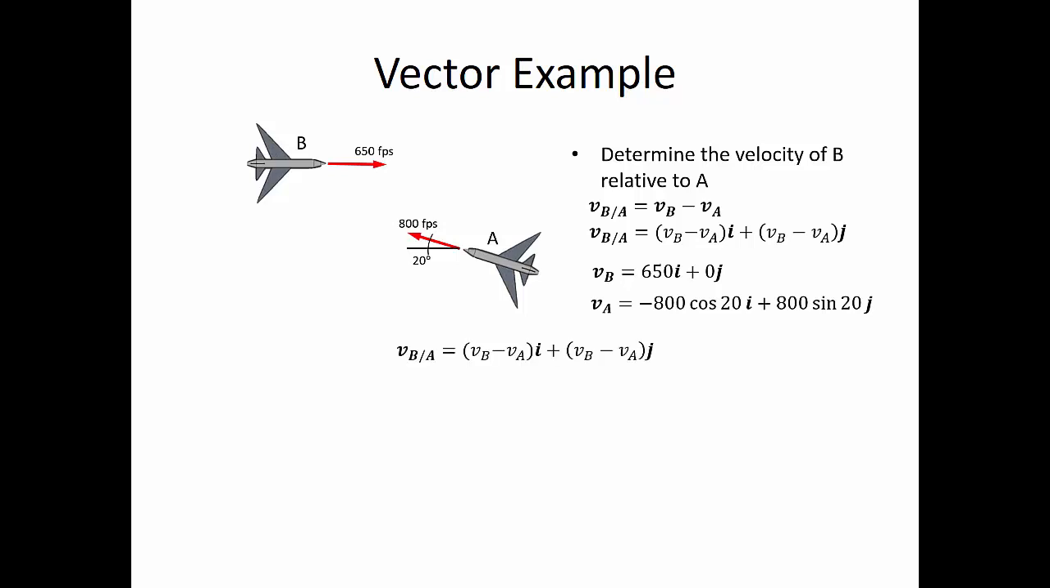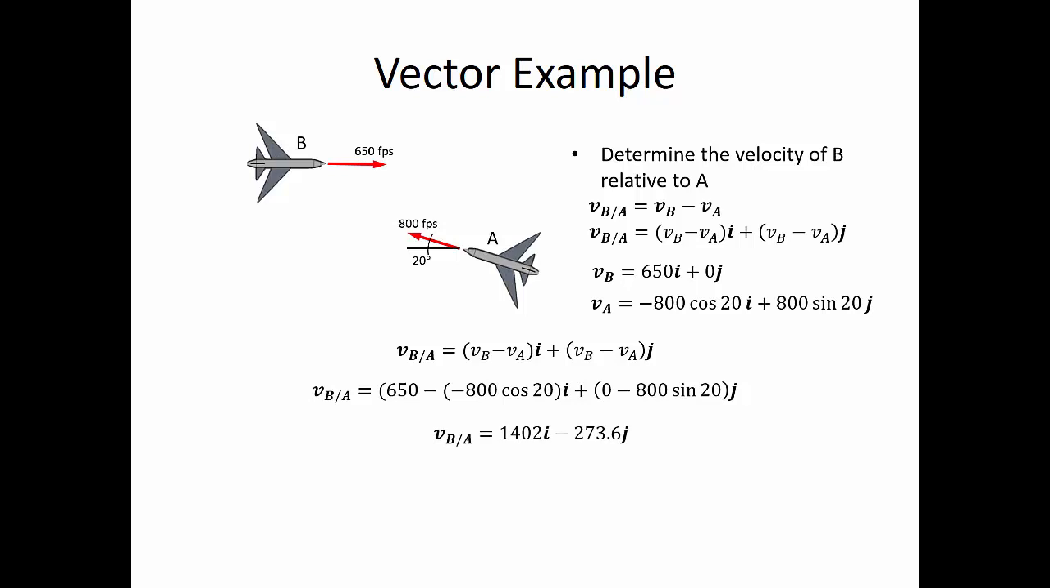Now we go back to our original equation, and we've got to put the right components on the right part of the equation. So we'll put in 650 for velocity of B in the i direction, and minus 800 cosine of 20 for the velocity of A in the i direction. We'll put in 0 for the velocity of B in the j direction, and we'll put in 800 sine of 20 for the velocity of A in the j direction. Then we end up with this equation.